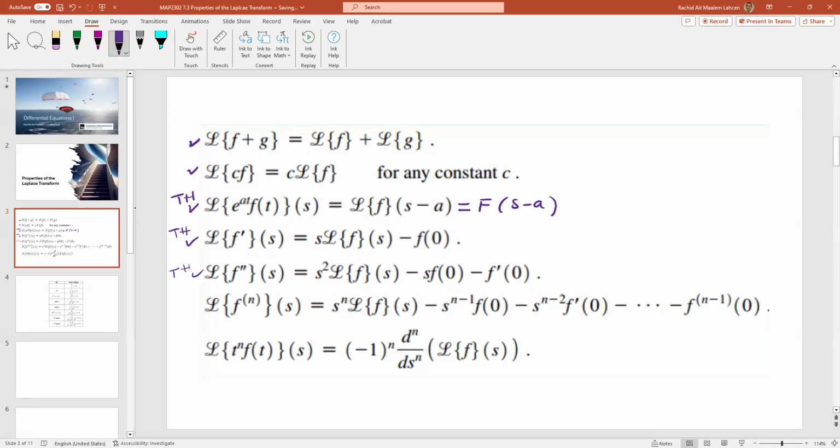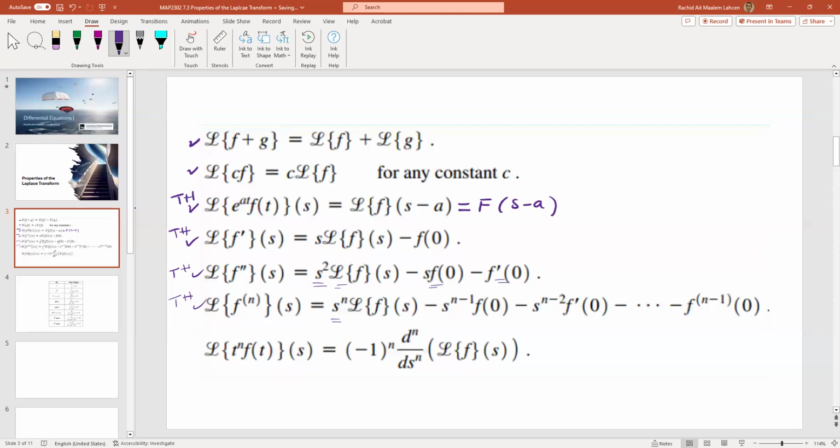What if it's a second derivative? You can see the pattern here. It switches to the function, which is also useful, but with s squared. So that tells you that if I have the third derivative, it's going to be s cubed, right? So let's go back to this one: s squared times the Laplace transform of the function minus s times f of 0 minus f prime of 0.